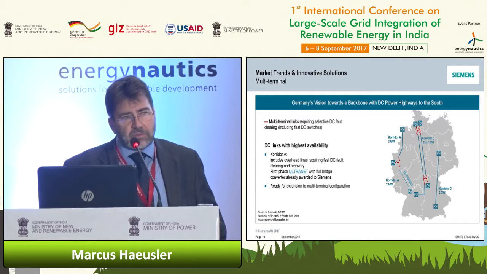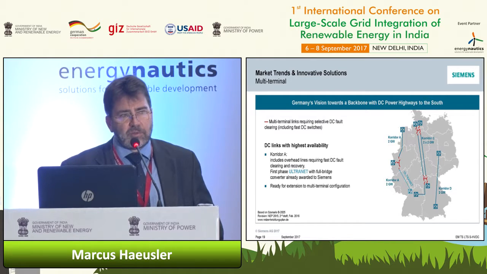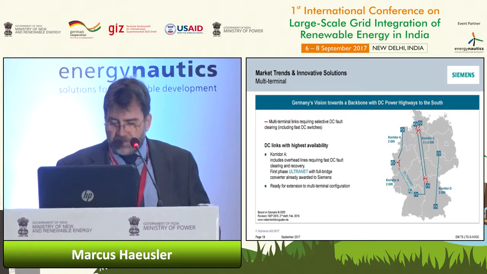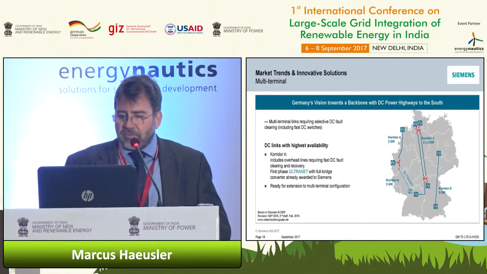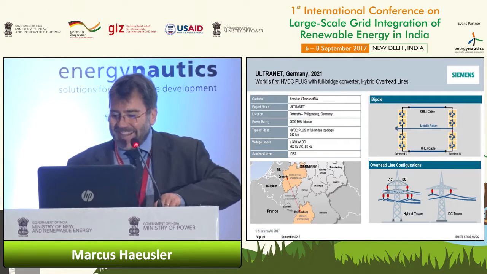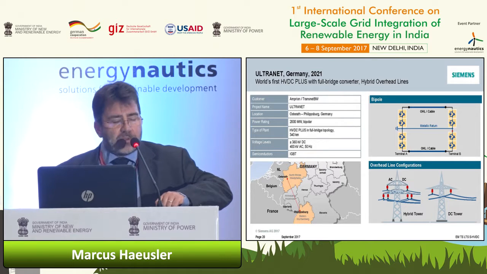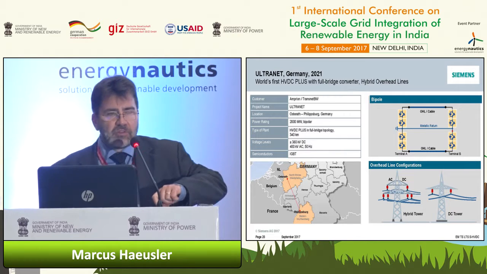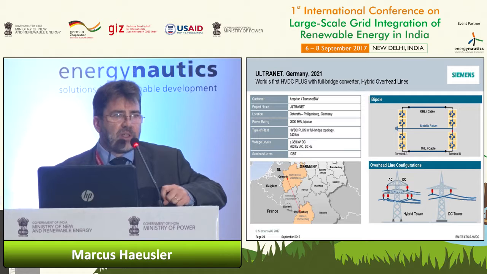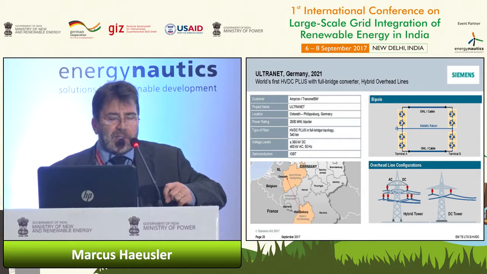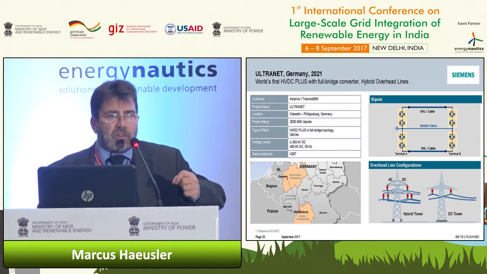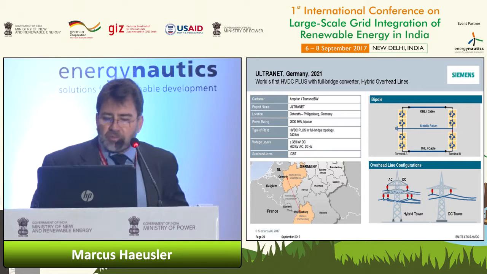And Siemens got the order to construct the first link on the left-hand side called Ultranet project. And what is new about this project? 2 things, and then I will conclude. One is we are using here a new topology of converters, which are called so-called full bridge converters. So this is suitable to operate a VSC also on an overhead line and to extinguish any faults due to lightning strikes on the overhead line, causing DC faults in a very fast way. So a built-in feature in the converter itself.